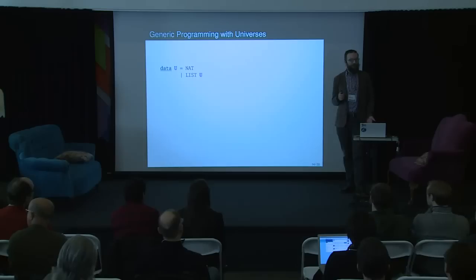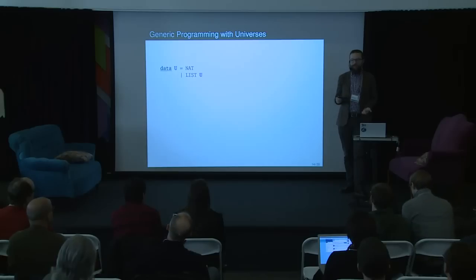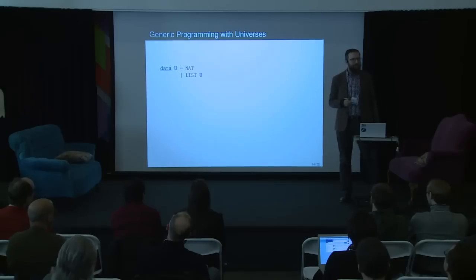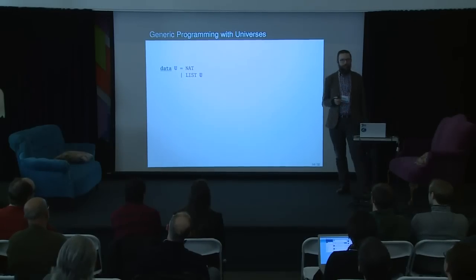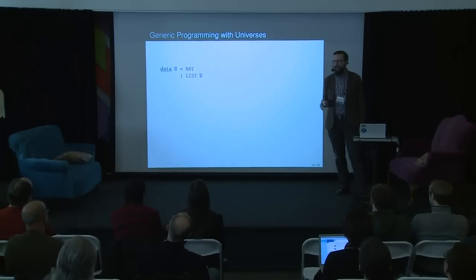So here I'm designing a universe that contains natural numbers, lists of natural numbers, lists of lists of natural numbers, until you get sick to your stomach saying list of list of list of list. So we have 2 data constructors of this type U. The first is nat, and the second is list of some U.